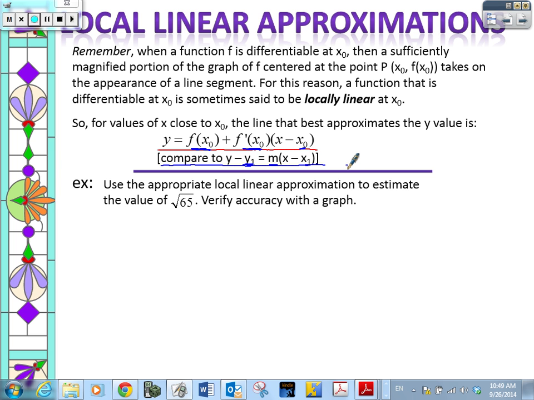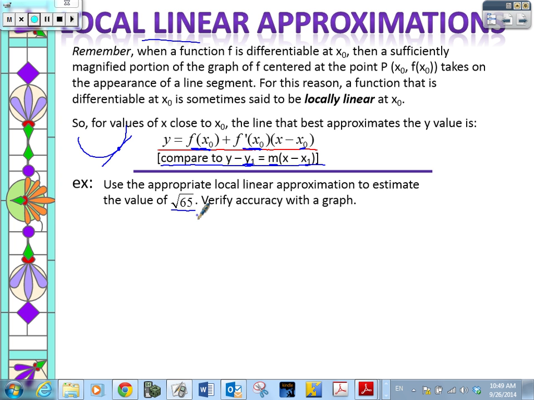It says use the appropriate local linear approximation to estimate the value of the square root of 65. Verify accuracy with a graph. We've talked about using tangent lines before to approximate values. And just as a reminder, here I have a curve. There's a tangent line. If I am trying to approximate a value close to the point of tangency, it's a pretty good approximation a lot of times. Which is why this is a whole technique of local linear approximation. Because if I can get pretty close to it, I'm in good shape. Now, the farther away I get from the point of tangency, the worse my approximation is. And so we need to keep that in mind when we're looking at what we're asked to do.